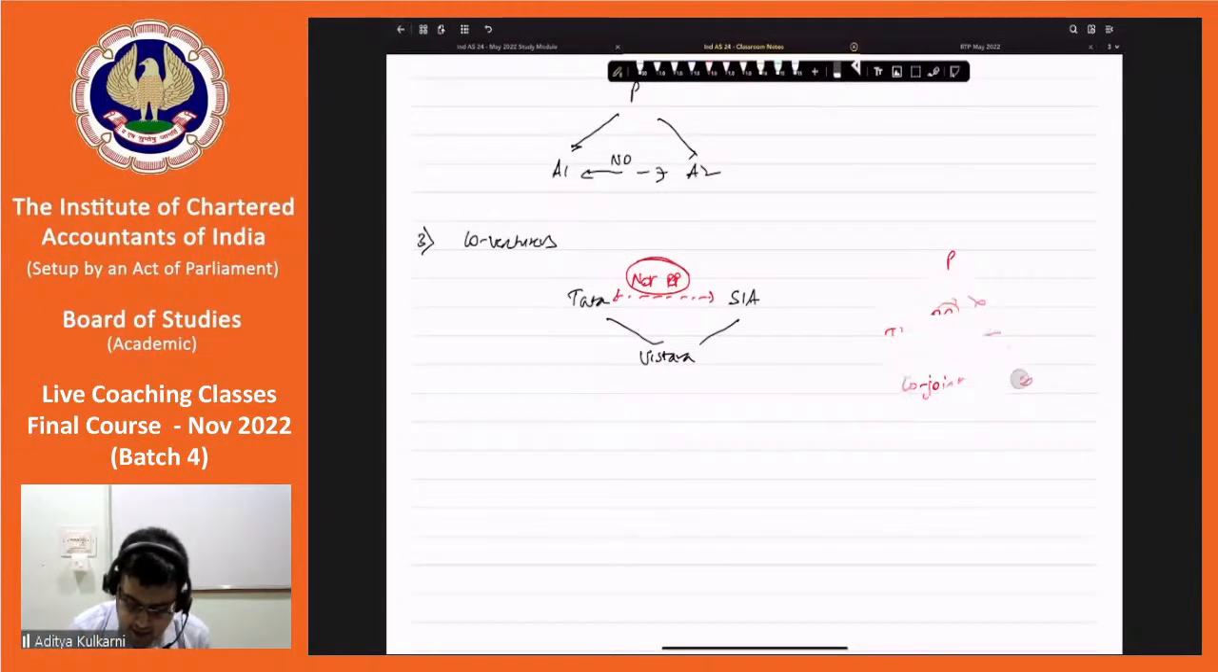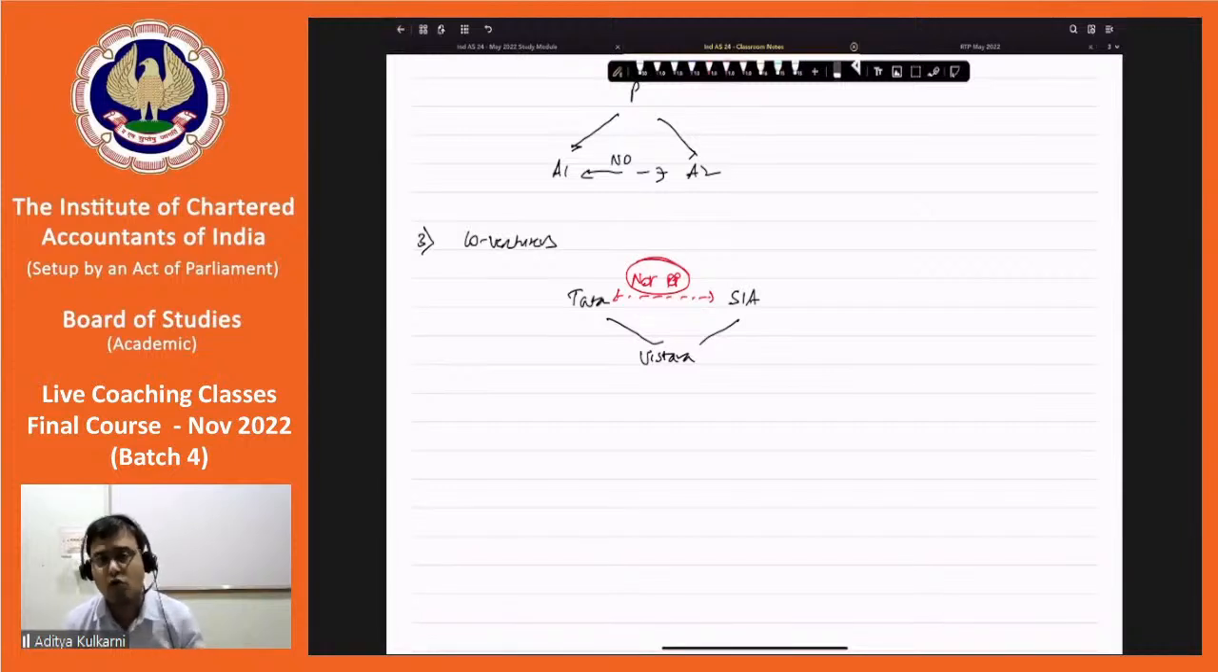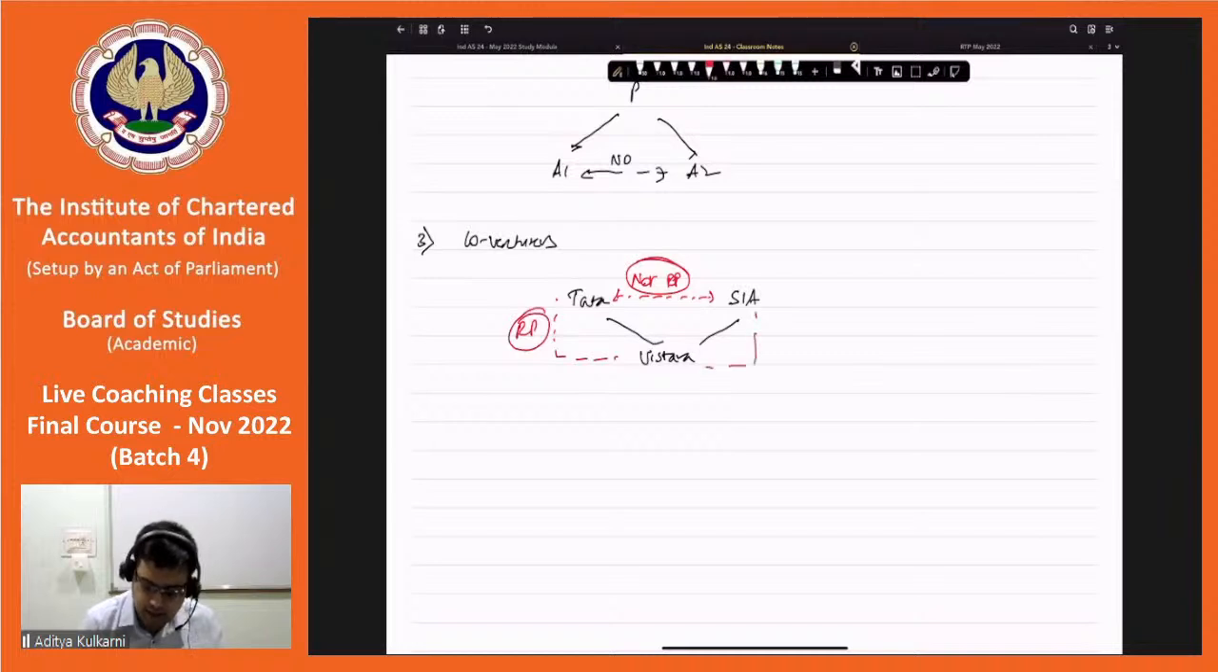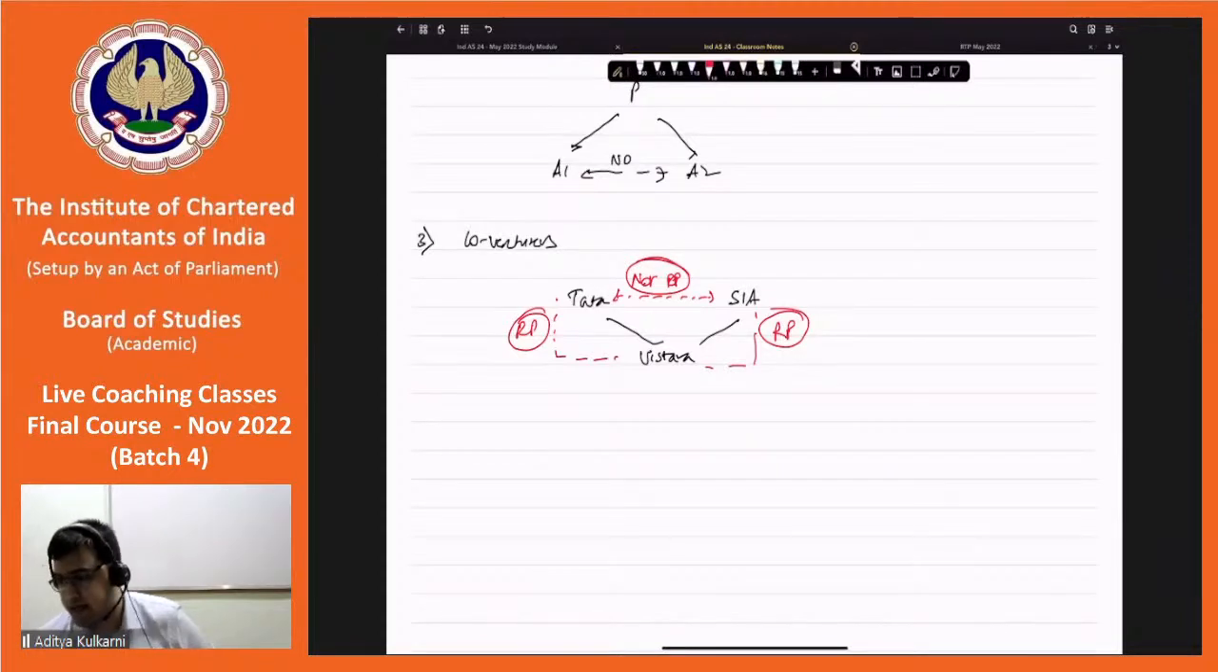But in this case, there is just one venture, right? And there are 2 co-venturers. So therefore, there is no relationship between the co-venturers. But yes, is Tata related to Vistara? 100%, no doubt. Is Singapore Airlines related to Vistara? 100%, no doubt. But is Tata related to Singapore Airlines? It's not. It is not related.